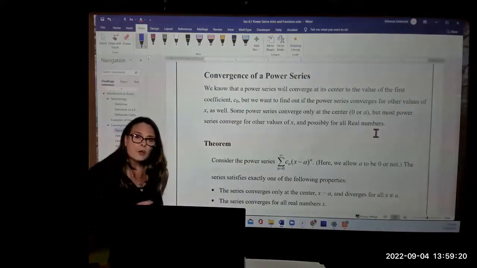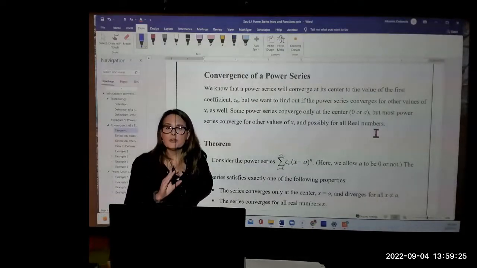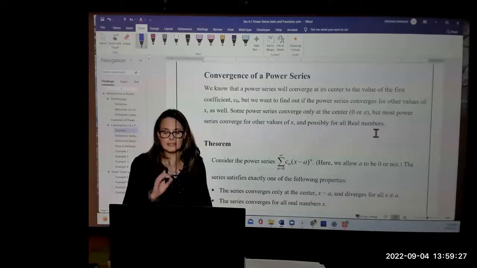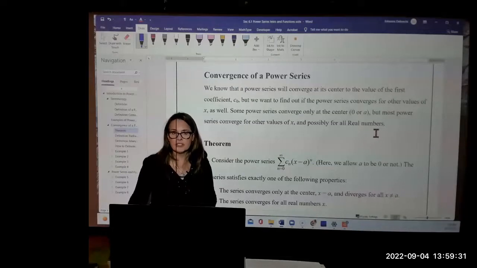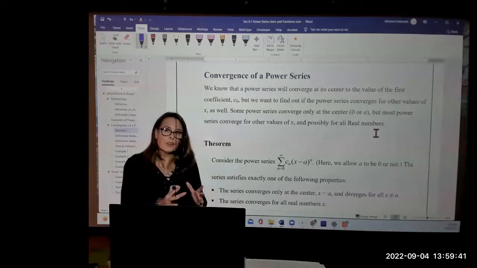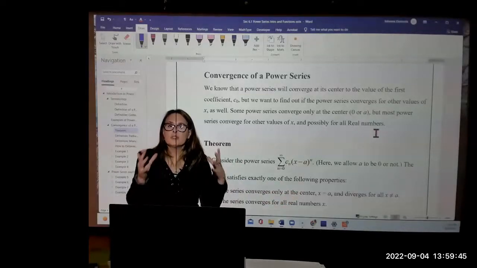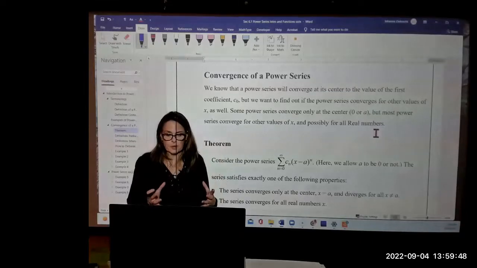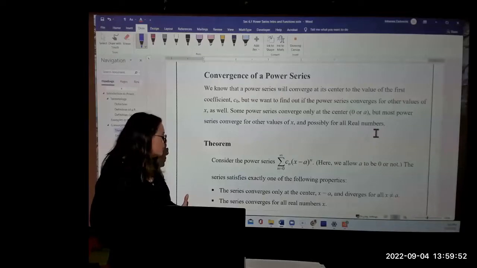We know that the power series, no matter what it looks like, will converge to its first coefficient at its center. So we know that all power series at least converge at their center. None of them have the situation where they never converge. They all converge at least at their center. But it is possible that they converge maybe even over all real numbers, or maybe over some subset of the real numbers, right? And we want to find that interval of convergence.